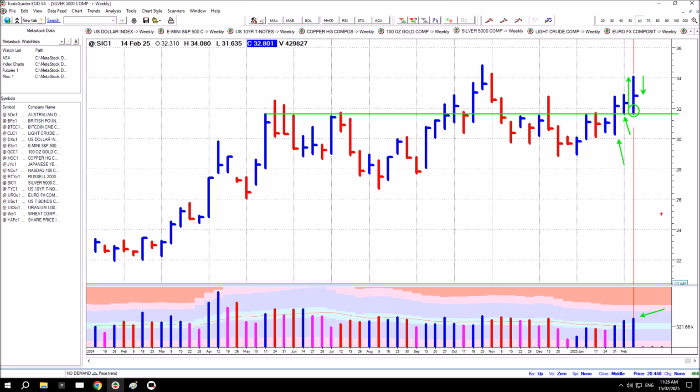So once again, the most likely response is a little pullback early in the week to test for supply, and then the market will respond depending on how much supply is drawn out.